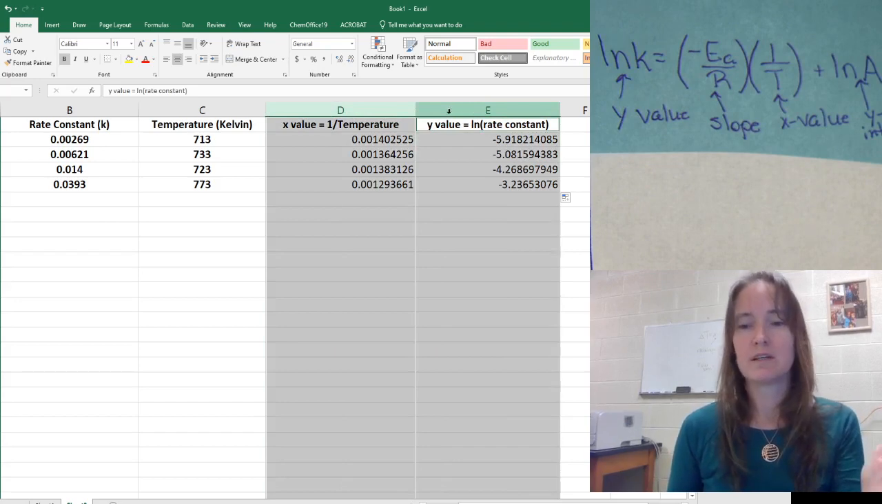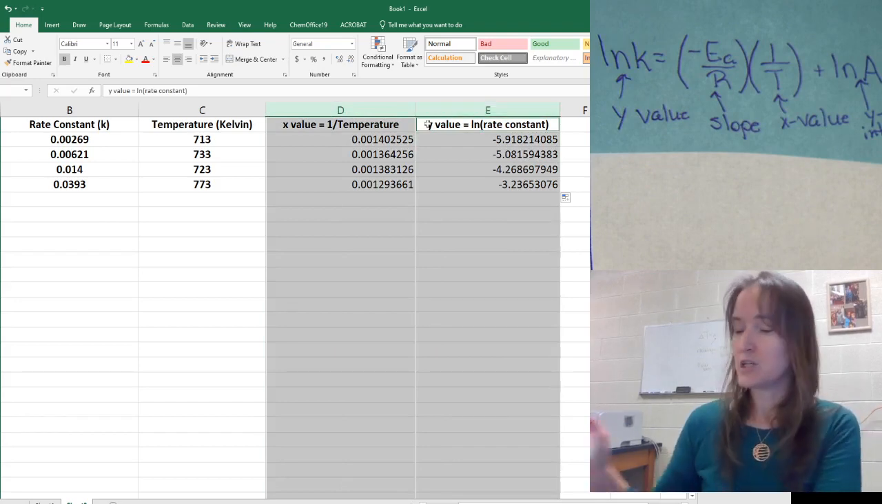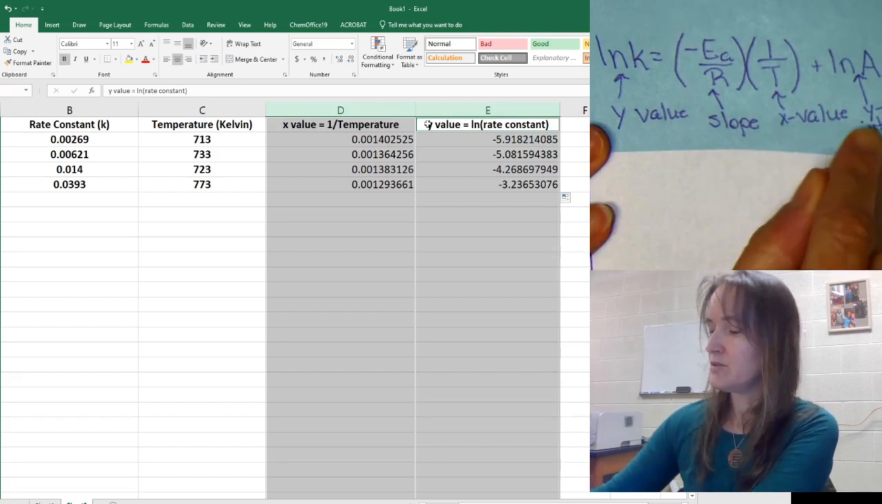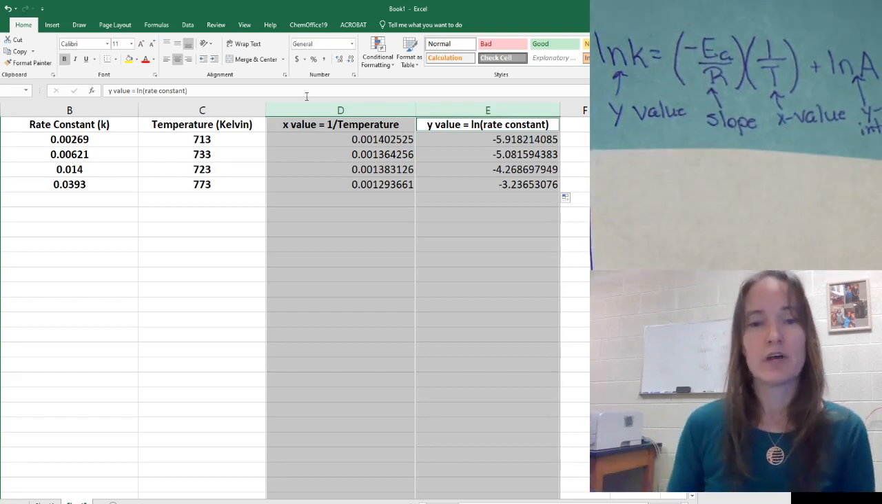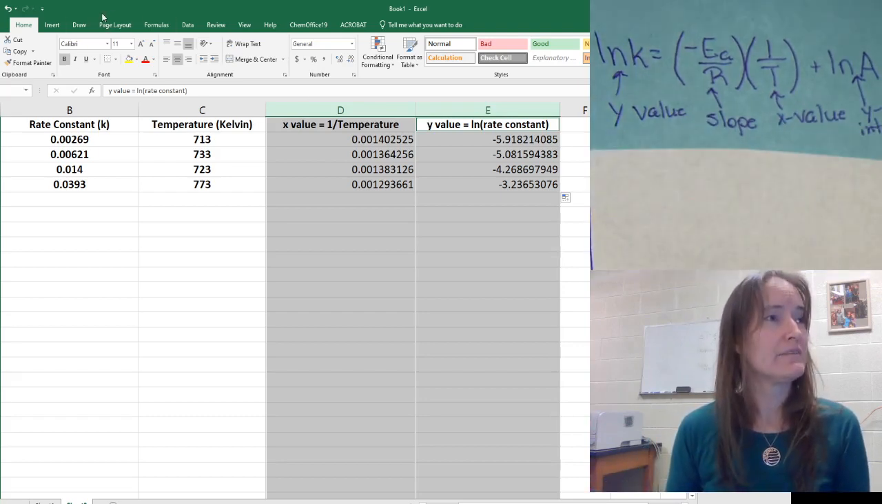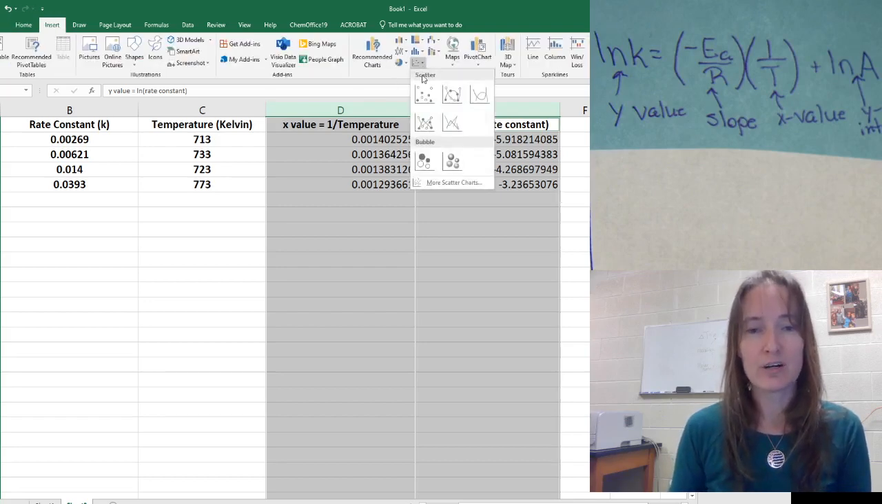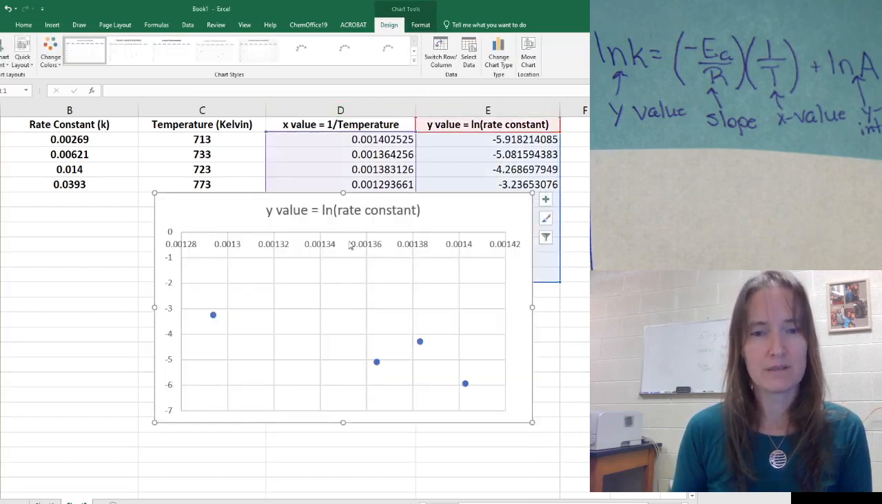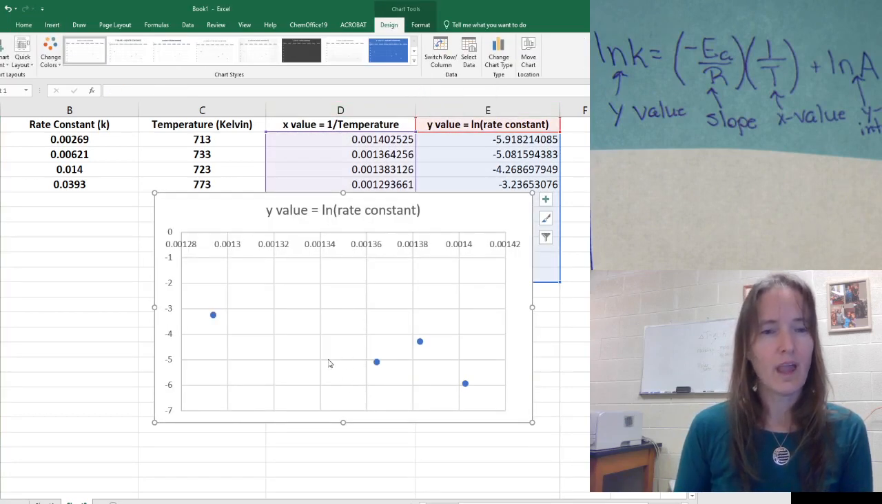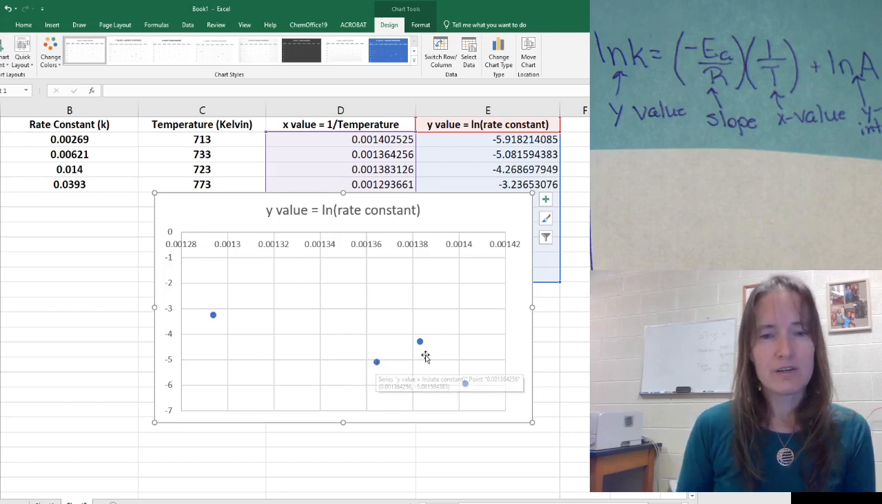And with this, you want a graph because you need the slope and you need the y-intercept. So we want to graph this data, and so to graph the data, you go up and you choose Insert, and you're going to choose a scatter plot, so just the data points. And you see there's one data point that is in the wrong place.